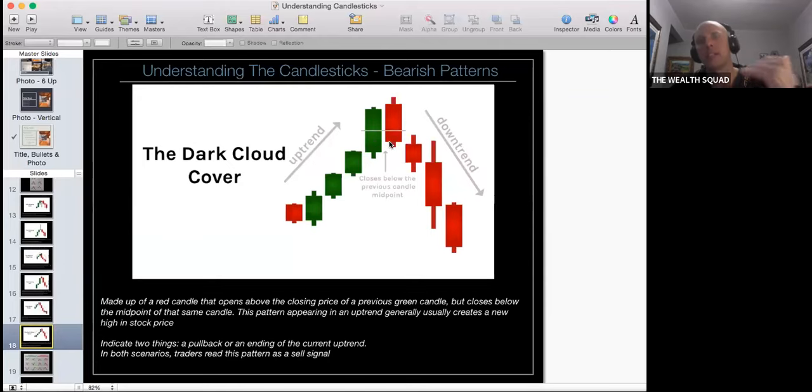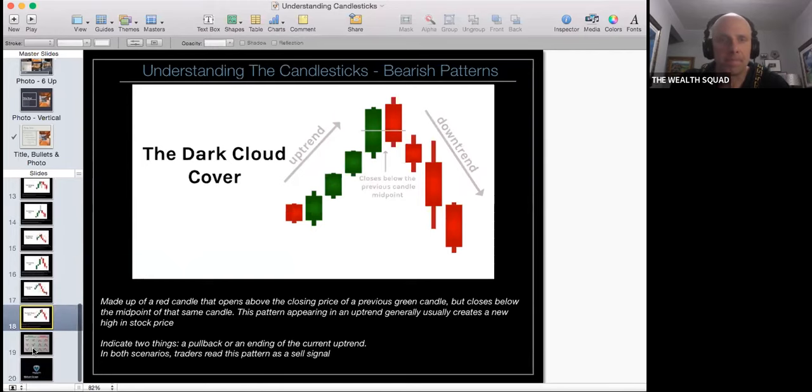This pattern appears in the uptrend and generally creates a new high in the stock price. But it indicates 2 things, right? It's going to indicate a pullback or an ending of the current uptrend. And in both scenarios, traders look at this as a sell signal also, right? Make sense? Y'all follow? Good. Any questions?